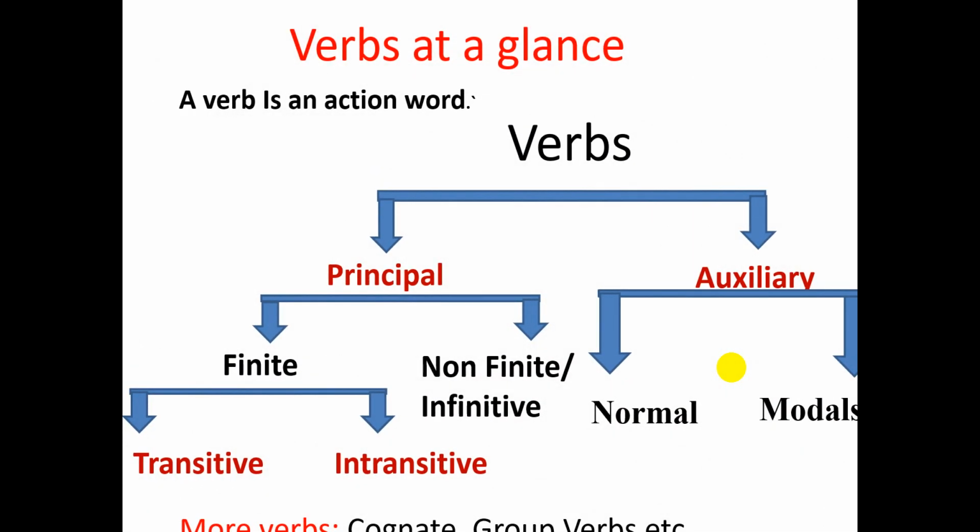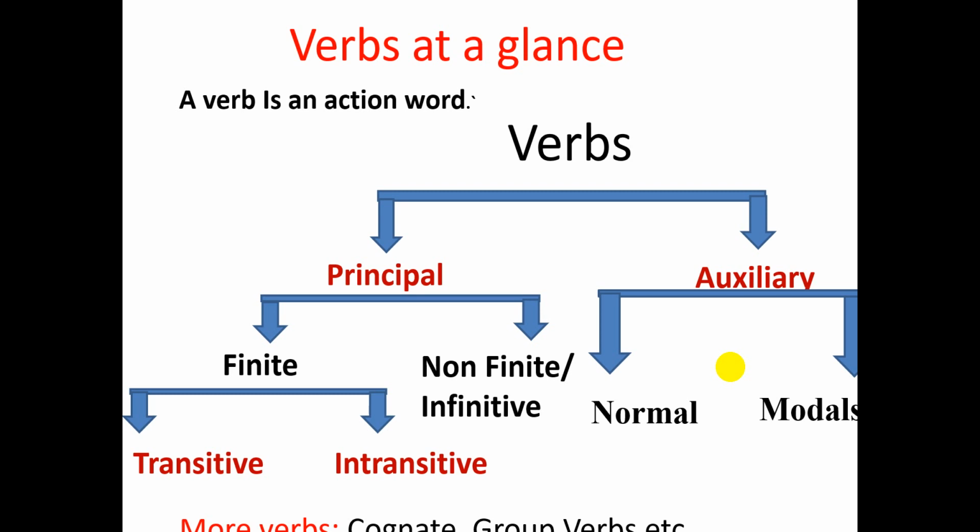Dear students, I have already shown you different kinds of verbs. Now look at, I want to show you verbs at a glance. That means verbs and their classification. Actually, a verb is an action word. Verb mainly is of 2 kinds, principal and auxiliary. Principal verb is of 2 kinds, finite and non-finite or infinitive. Finite verb is of 2 kinds, transitive and intransitive. Transitive verb has an object, but intransitive verb has no object.